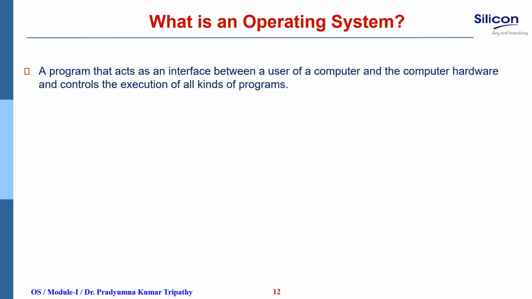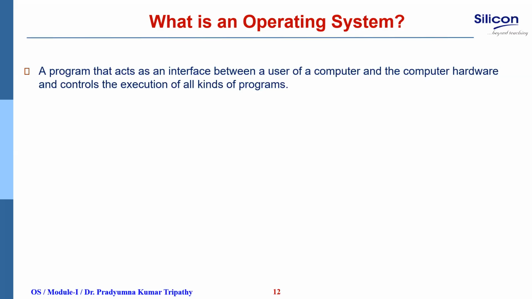Similarly, it is like a bridge which takes input from the user, and it is responsible for how this work will get done by the hardware. Who will do the work? The processor will do the work. It will be stored in the memory. It will go to the IO devices. Many things have to be done, but the entire control of these is governed by the operating system. Therefore, it acts as an interface between a user of a computer and the computer hardware.